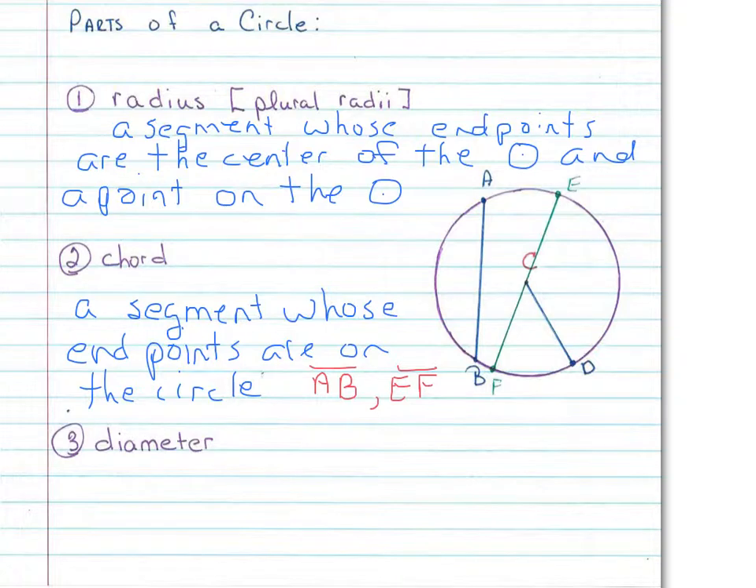What's a radius of the circle? Chloe? CD. Do we have any other radii of the circle? CB. CF is a radius of the circle. Any other radii of the circle? CE.